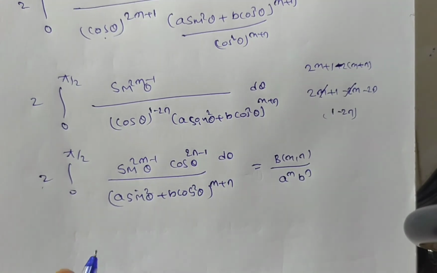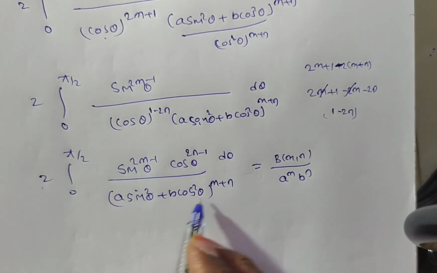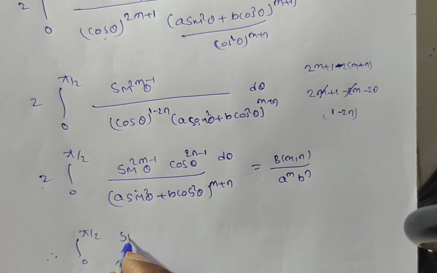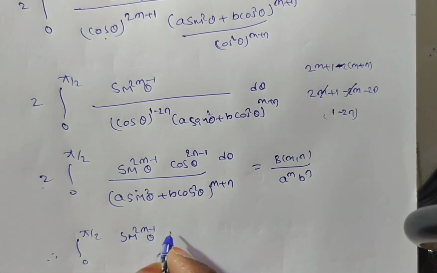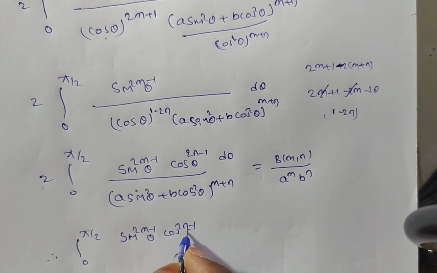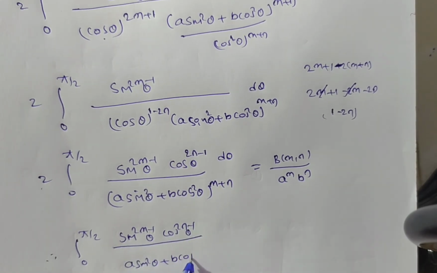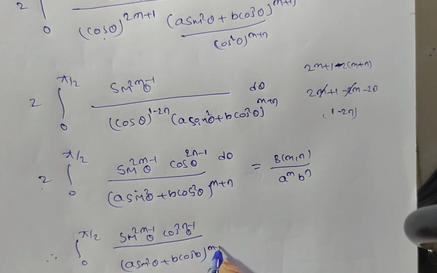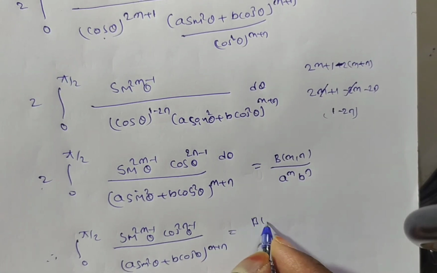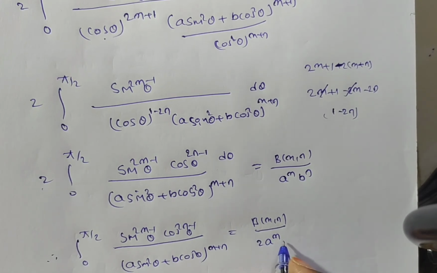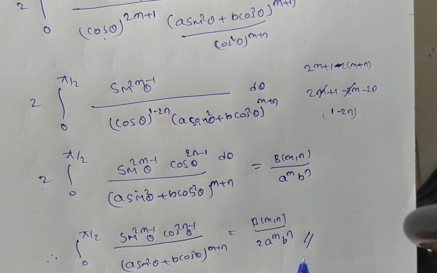Now what you want, actually only this part you require. This is form 4. Therefore, integral 0 to pi by 2 sin to the power of 2m minus 1 theta cos to the power of 2n minus 1 theta by a sin square theta plus b cos square theta power m plus n is equal to beta of m comma n divided by 2 times a to the power of m b to the power of n. Hence proved.